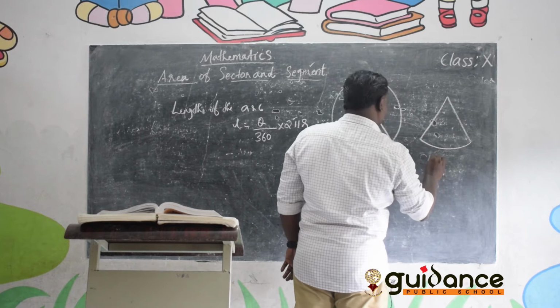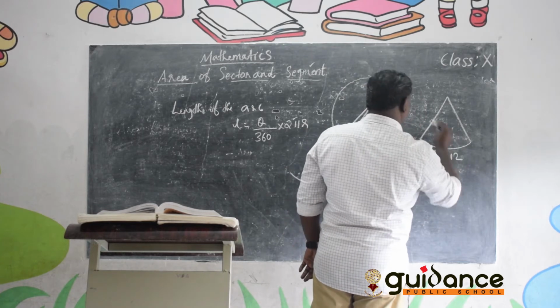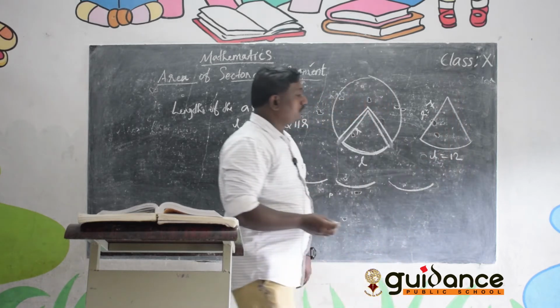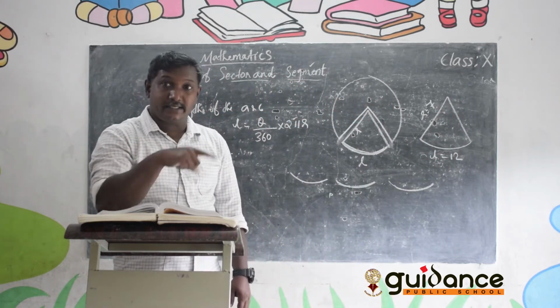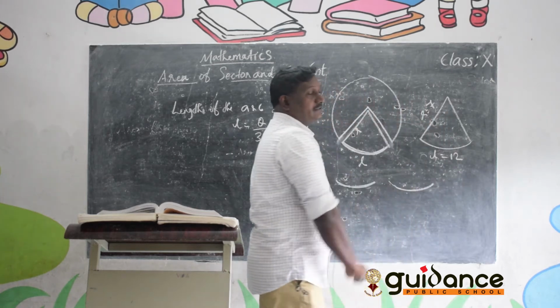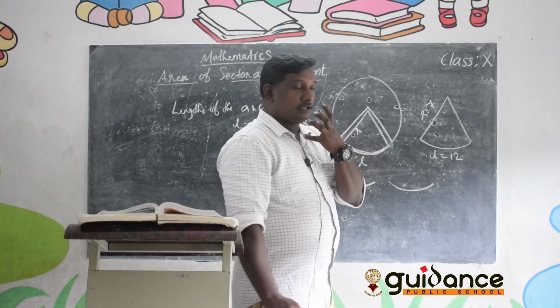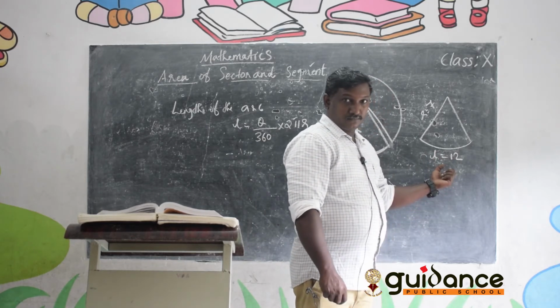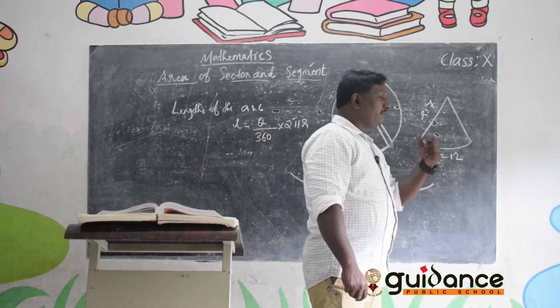The arc length L is equal to 12, and the radius is equal to 7. Then they ask what is the perimeter of the given sector. At that time what will it be? Only 12 is the length of the arc.